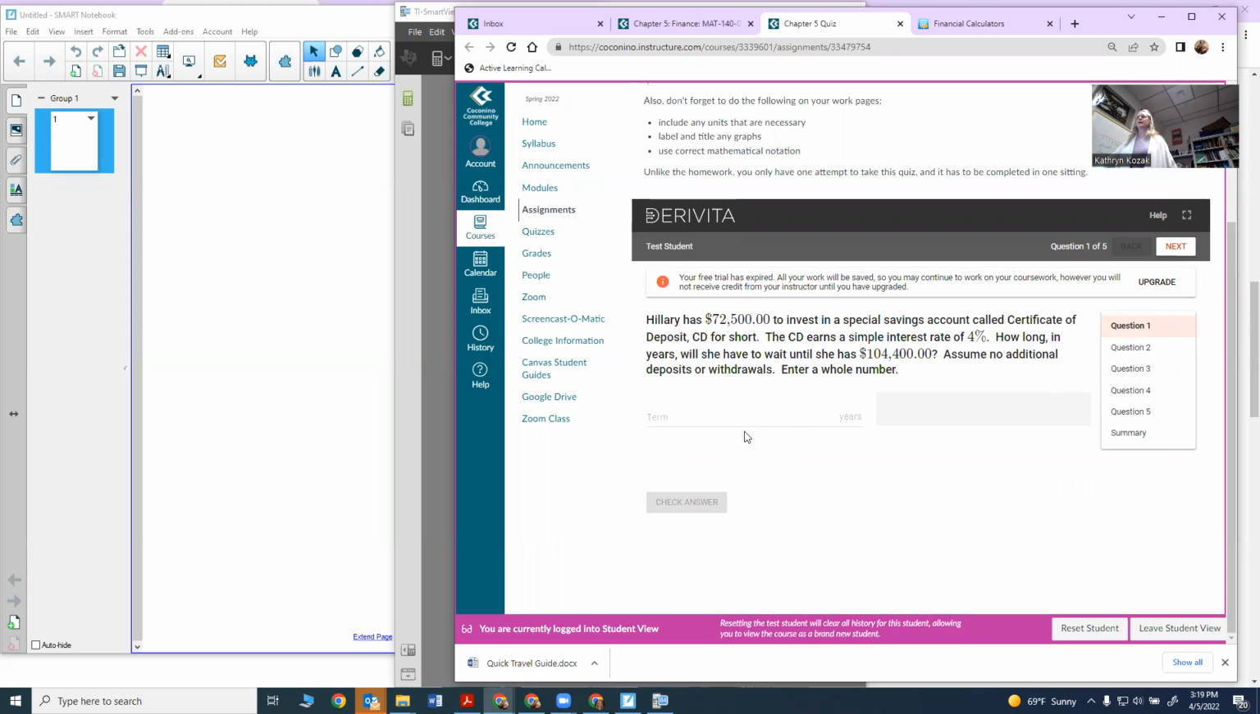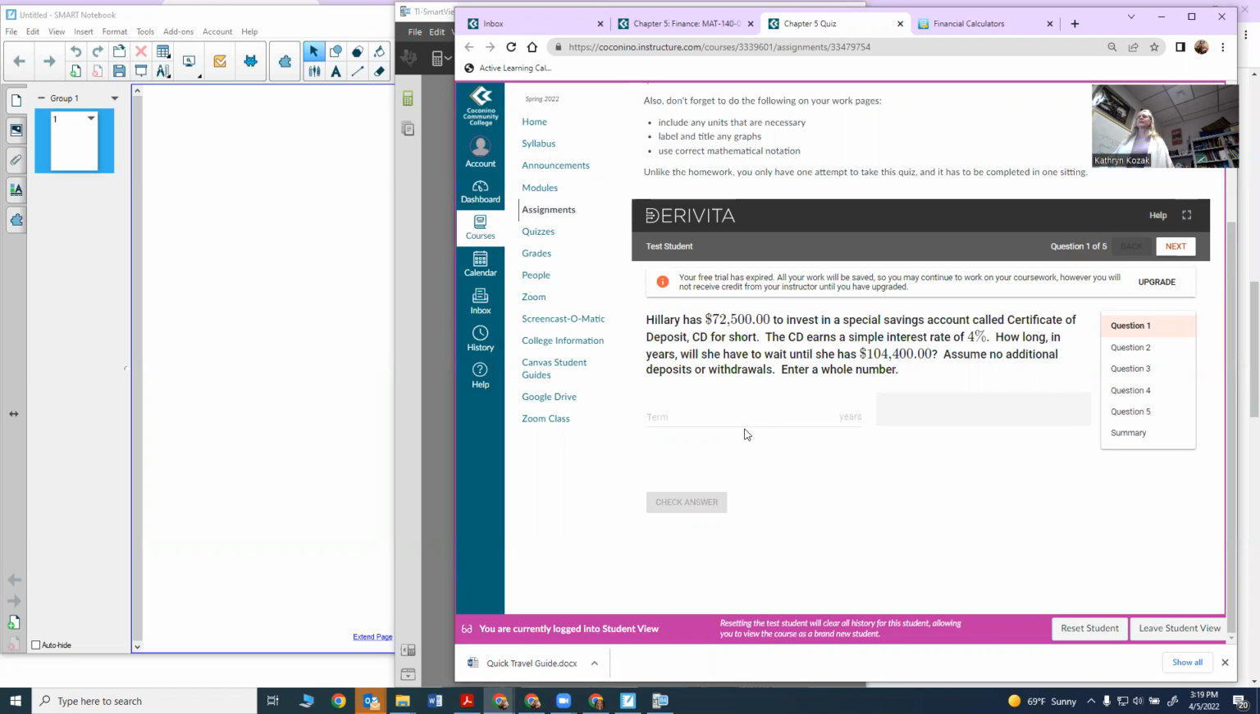$72,500 to invest in a savings account called Certificate of Deposit, or CD for short. The CD earns a simple interest rate of 4%. How long in years will it take her to wait until she has $104,400 in the account? Assume no additional deposits or withdrawals, and we want to enter it as a whole number.